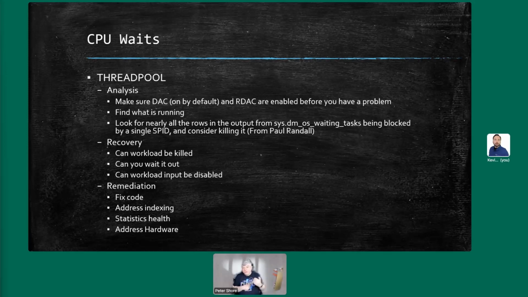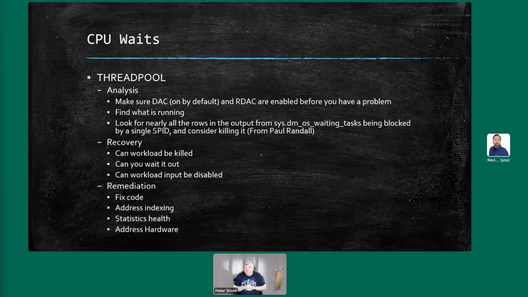Find what's running. This is where sp_WhoIsActive would really shine, especially when we start talking about the fact that we need to look and see what the lead blocker is. Yeah, we can find it in waiting tasks, but if we run that find block leaders in sp_WhoIsActive, we'll find it very quickly. It'll be the one thread that has nothing blocked, or one of a very small number that has nothing blocked.